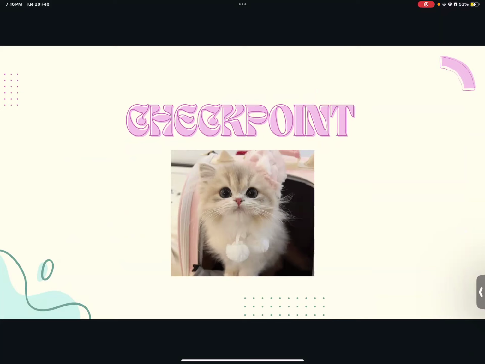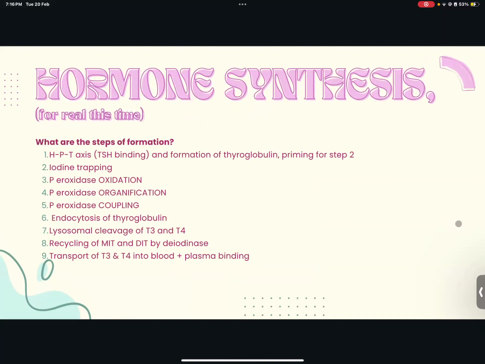Okay, so this was just basically an introduction, like a warm-up before we get into the actual physiology. So let's get started. Now we're going to talk about the steps of hormone synthesis, for real this time. So what are the steps of formation? These are the steps that I'm going to walk you through. You're going to have the HPT axis, and then iodine trapping, peroxidase, which is going to do oxidation, organification, and coupling. And then we're going to have endocytosis of thyroglobulin, lysosomal cleavage of T3 and T4, and recycling of MIT and deiodinase, and then transport. So it's a whole long process, but trust me, it's really easy once you understand it.